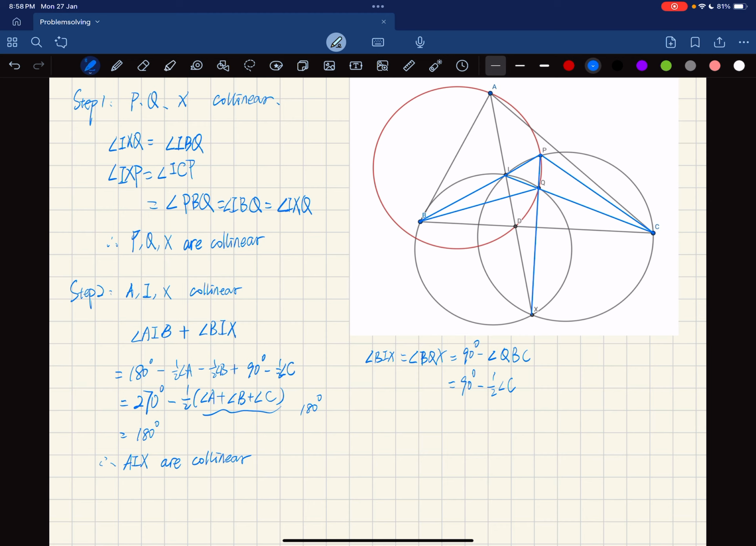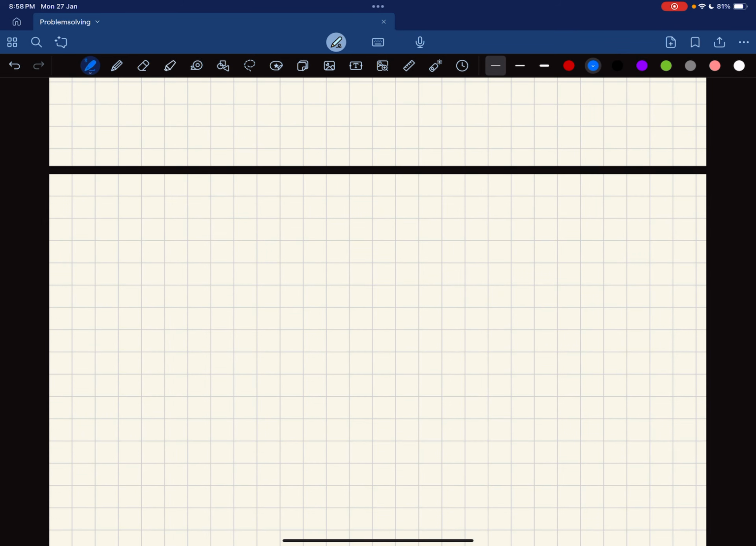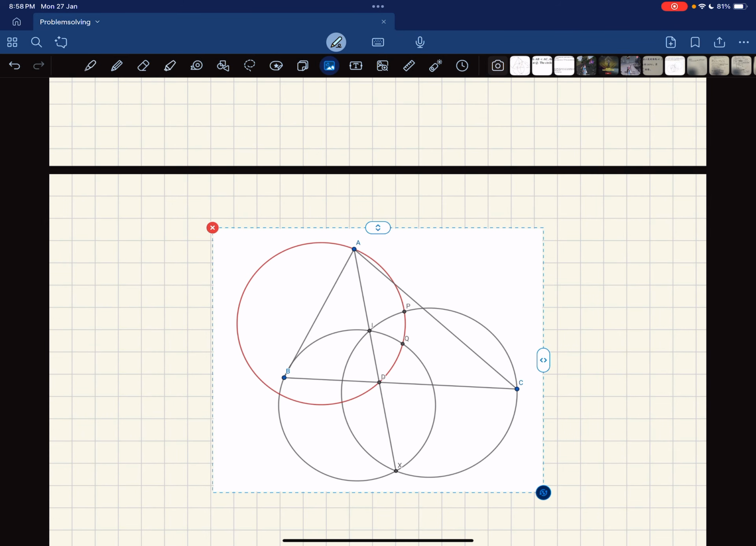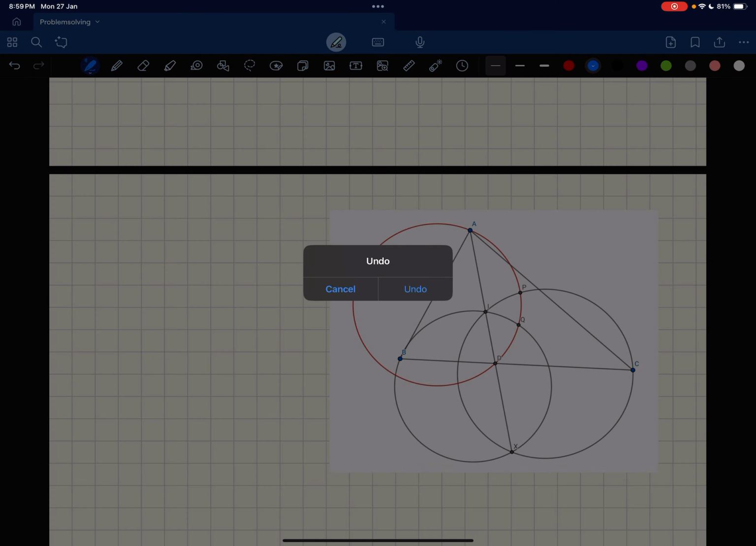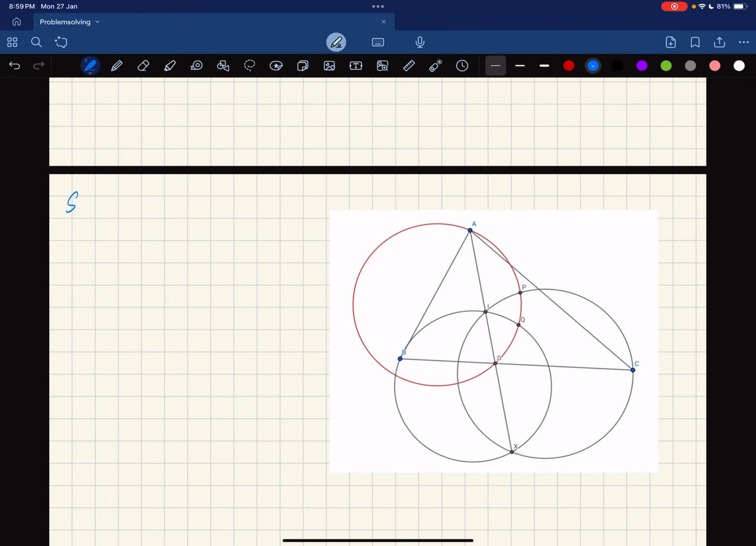So then next, for me, I have found one thing, which is that A, B, X, and C are concyclic. Let me use another graph. Okay. So we now have step 3. Step 3: A, B, X, C concyclic.